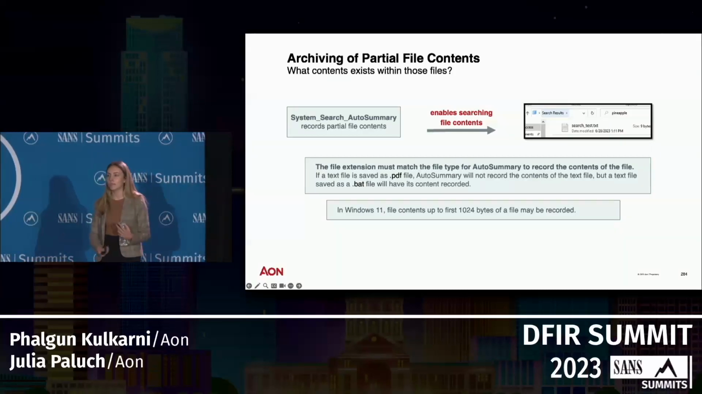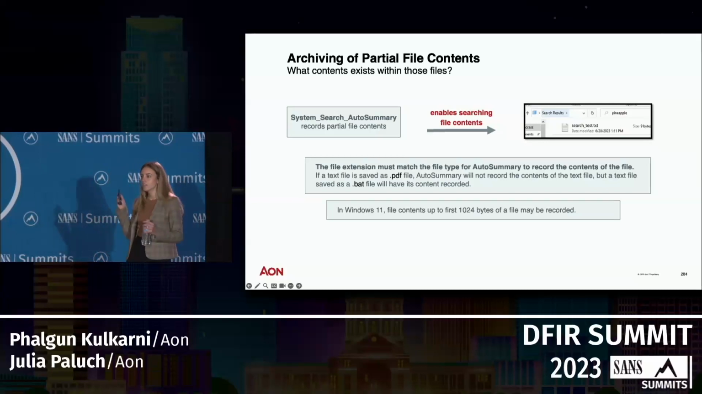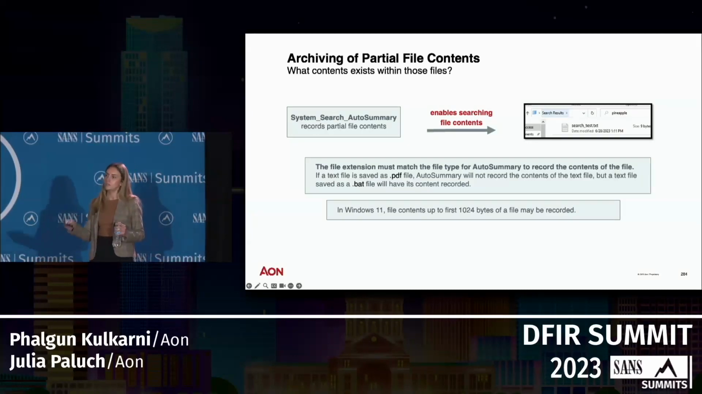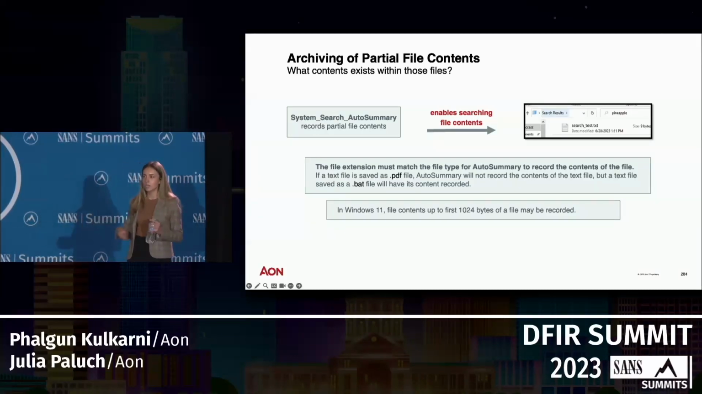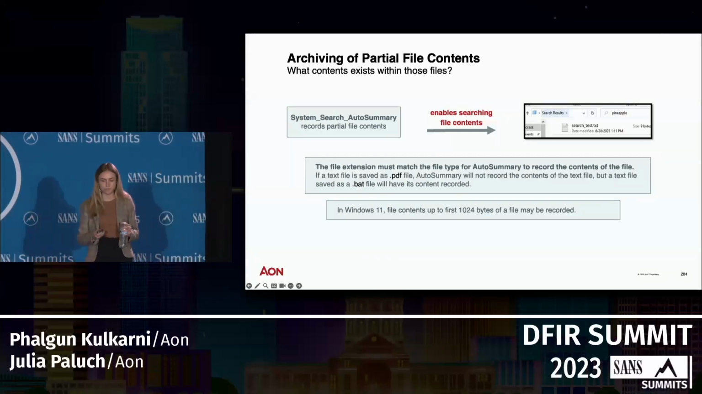Well, the reason why Microsoft created this feature is so that you can search a file based on file contents. So I hid the word pineapple at the end of this file, and I was able to find the file using File Explorer. So that's the whole reason why this feature exists. One caveat of this feature: the file extension has to match the file type in order for auto summary to accurately record the contents of the file. So if you save a plain text file as a PDF, auto summary thinks it's going to have to parse the PDF. It's not going to record the contents of that file.